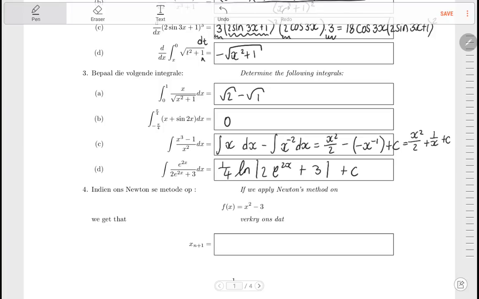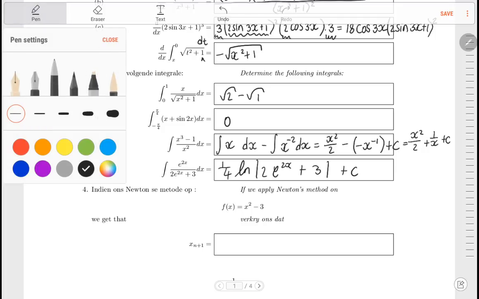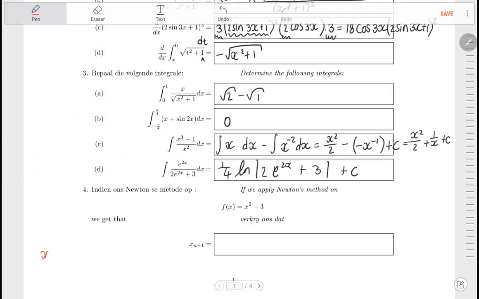The final one in section A says if we apply Newton's method on f of x equals x squared minus 3, we get that x n plus 1 equals what? So in order to do this, obviously we have to know Newton's method. So Newton's method says x n plus 1 equals xn plus f of xn over f's derivative of xn.